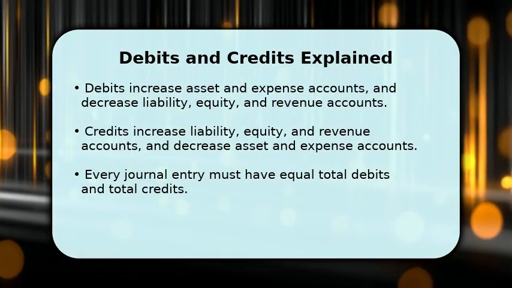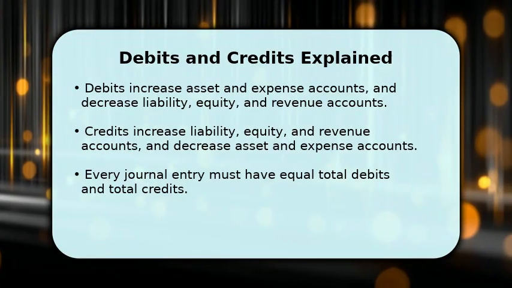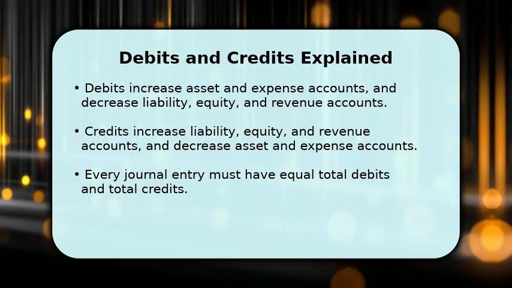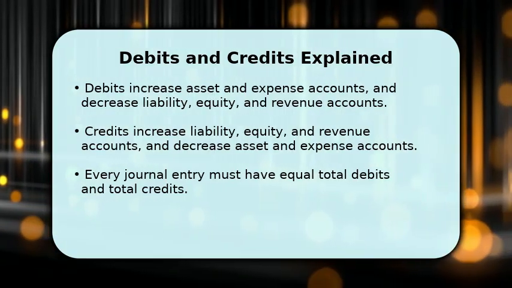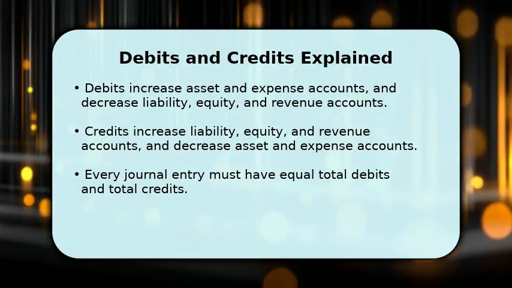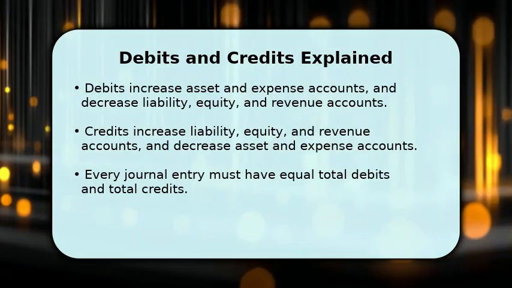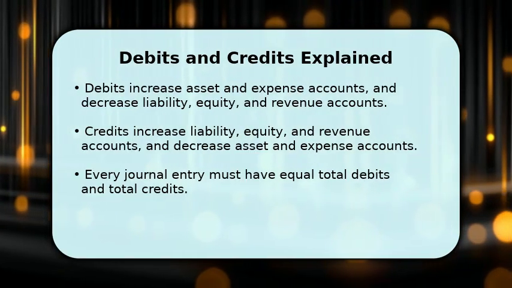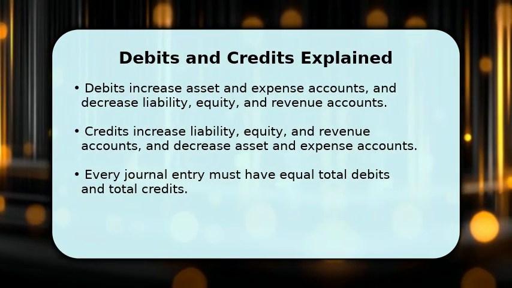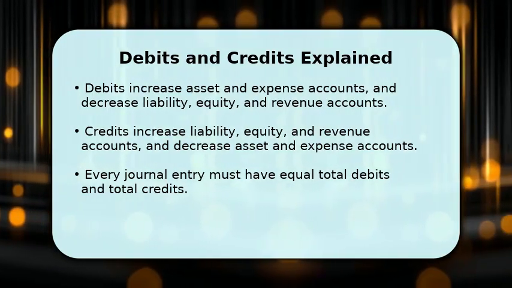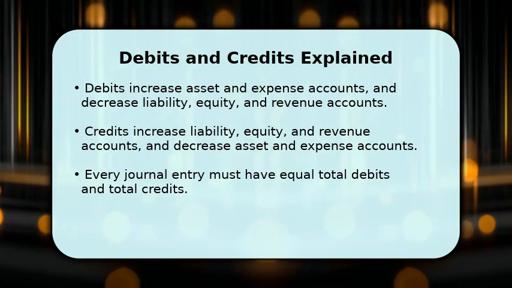Now, let's demystify debits and credits. Debits are recorded on the left side of an account and increase assets and expenses, while decreasing liabilities, equity, and revenues. Conversely, credits are on the right, increasing liabilities, equity, and revenues, and decreasing assets and expenses. The golden rule is that every single journal entry must always have total debits equal to total credits, ensuring balance.